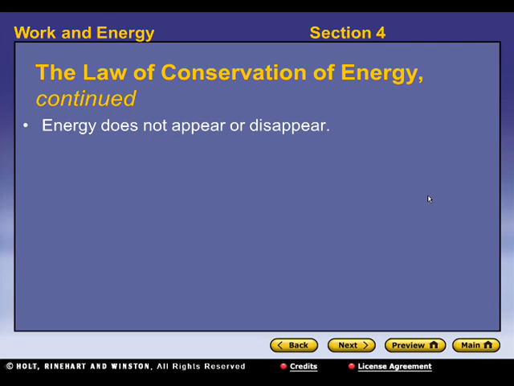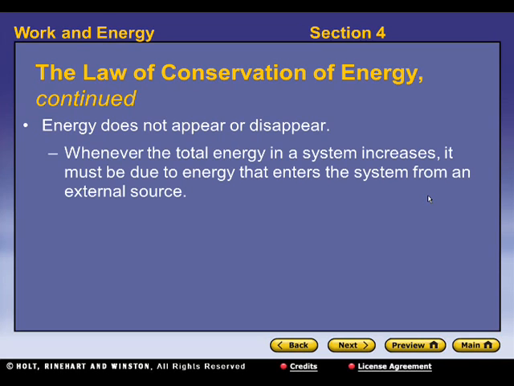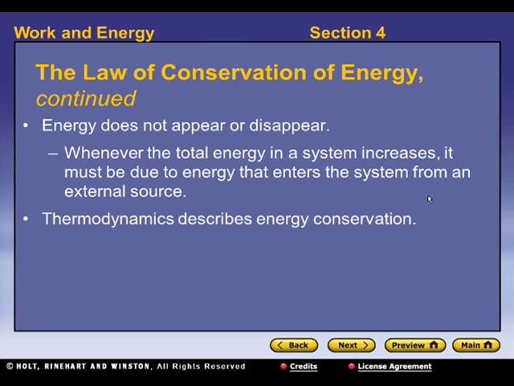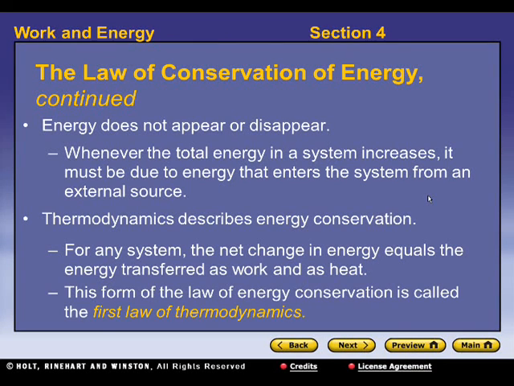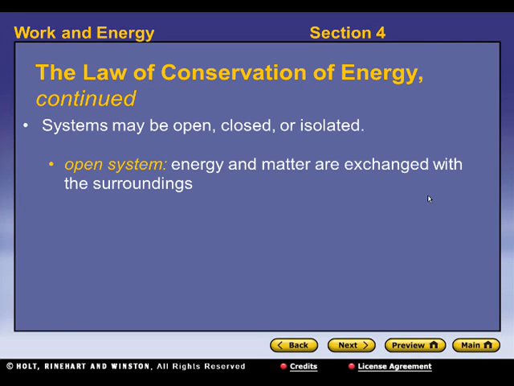Alright, so let's move along here. Law of conservation of energy continued. Energy does not appear or disappear. Whenever the total energy in a system increases, it must be due to energy that enters the system from an external source. Thermodynamics describes the energy conservation. For any system, net change in energy equals the energy transferred as work and as heat. So if you lose energy out of a system, it's either done by work or by loss as heat from the system. This form of the law of energy conservation is called the first law of thermodynamics.